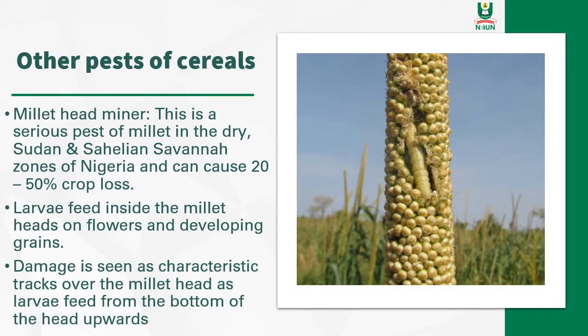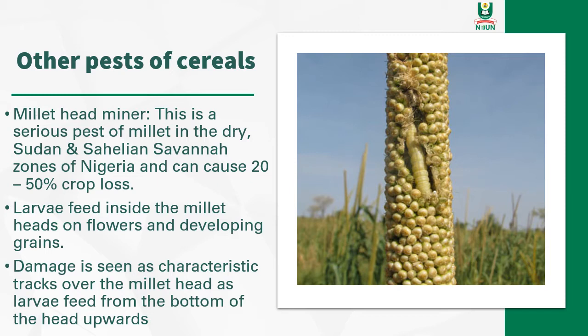Moving on, when we started this course, we started with a series of pests of cereals, and I just mentioned five. So I would like to mention more pests of cereals, and another pest that is worthy of importance is the millet head miner. This is a serious pest of millet. It thrives in the dry Sudan or Sahelian savanna zone. That's talking about the upper northern region of the country, and it can cause 20 to 50% crop loss.